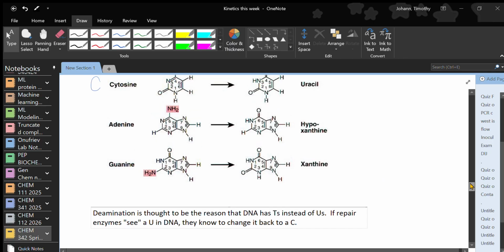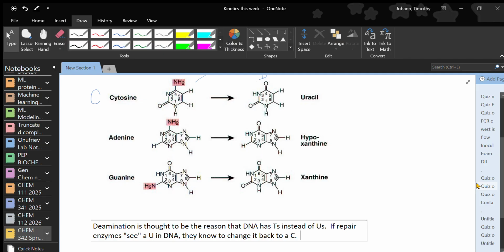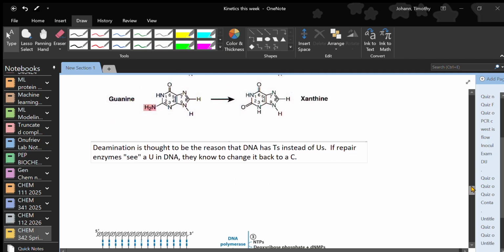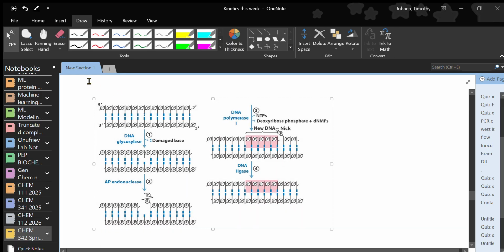So this is cool. We have an explanation for this thing that you see everywhere: we've got T's in DNA instead of U's. Now we have an explanation for it. So how do these get repaired generally? It depends on what system we're in. These get repaired by what's called the base excision system.